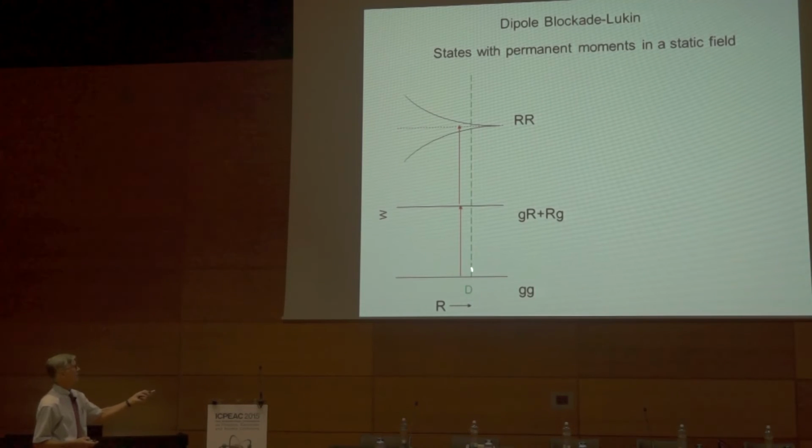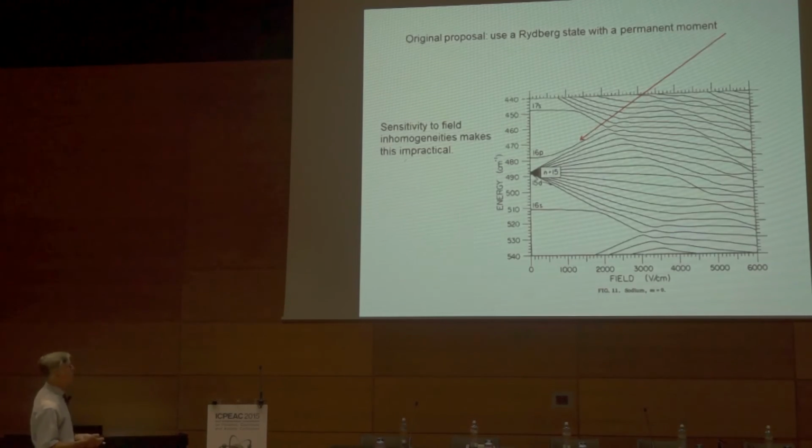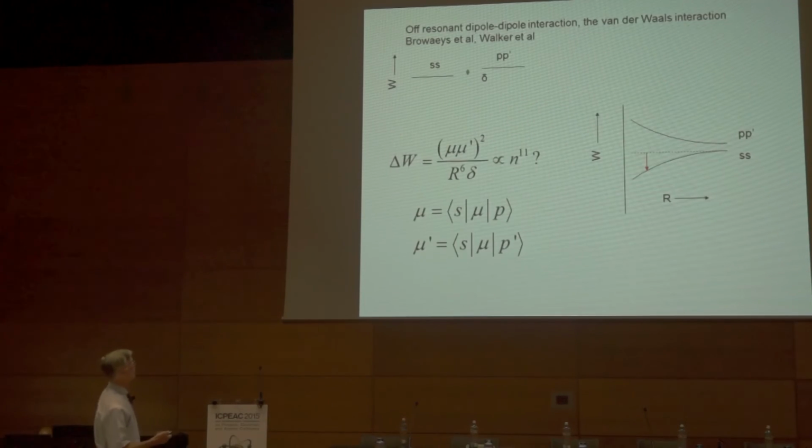And as long as the size of the cloud D is such that I can resolve these two states, I cannot excite the second atom. Okay. Now, Lukin actually proposed doing this with permanent moments in a static field. That means, say, using a state like this. However, this turns out not to be practical because the field inhomogeneities reduce the resolution and you simply can't separate those two states. So a better way of doing this is using the van der Waals interaction, which is simply the off-resonant case of the dipole-dipole interaction we considered just a few minutes ago.